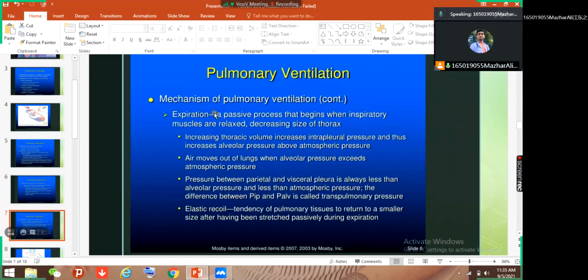Now I will talk about expiration. So what is the mechanism of expiration? Normally inspiration is an active process and expiration is a passive process.